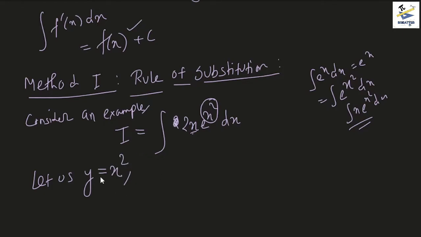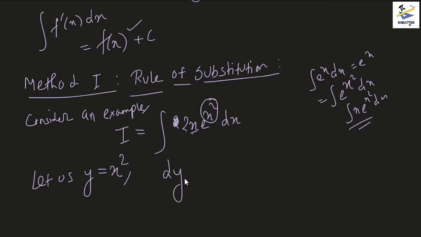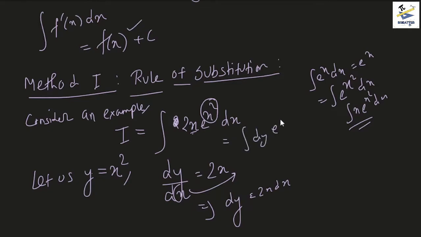Now only y equals x squared would not give you an answer, because you cannot just substitute it as y. That is why we differentiate both sides to find dy by dx. Differentiating y with respect to x gives 2x, then take this dx to the other side to find dy equals 2x dx, right? And then you can see that this integral is basically the integral of e to the power y dy, which is just e to the power y plus c, or e to the power x squared plus c.